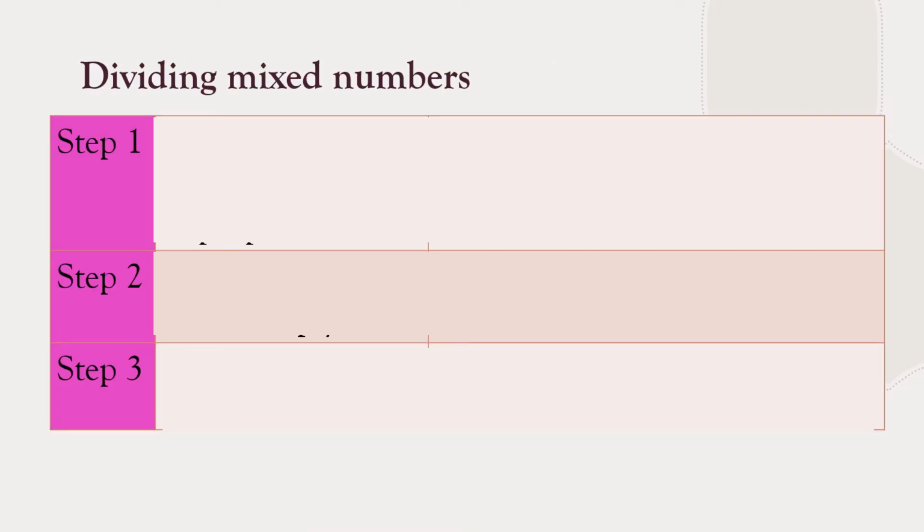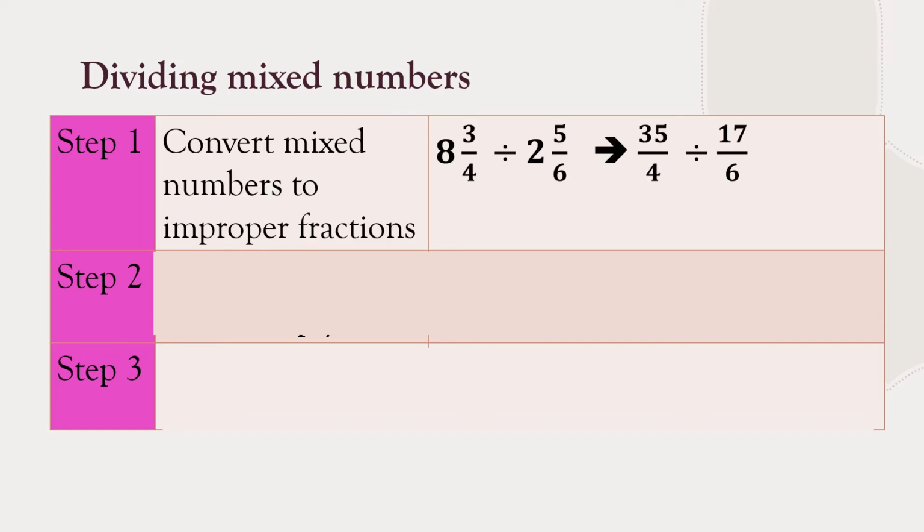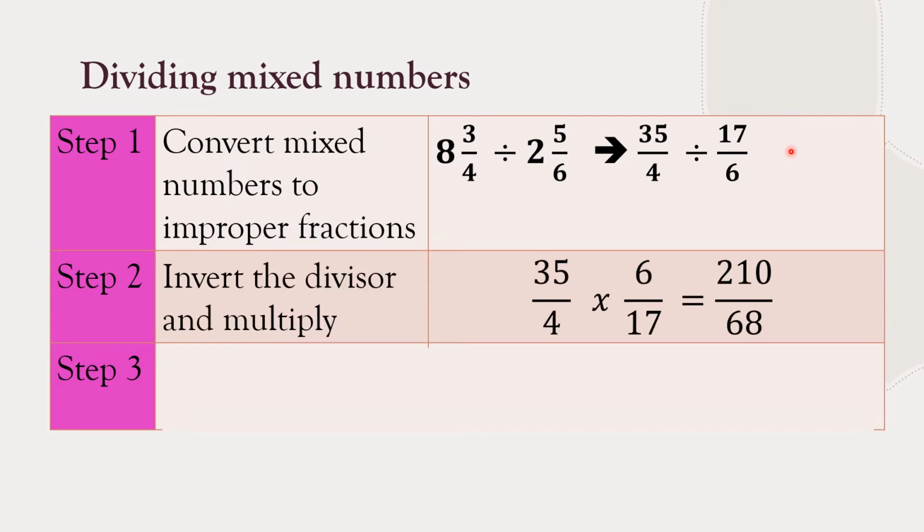Now let's proceed to dividing mixed numbers. Step 1, we have to convert first our mixed numbers to improper fractions. So we have here an example, 8 and 3/4 divided by 2 and 5/6. To convert this into an improper fraction, 4 times 8 is 32 plus 3 is 35 over 4. And then 2 and 5/6 will become 6 times 2 is 12 plus 5 is 17, so we have here 17 over 6. Now step 2 is to invert the divisor and multiply. So 35 over 4.